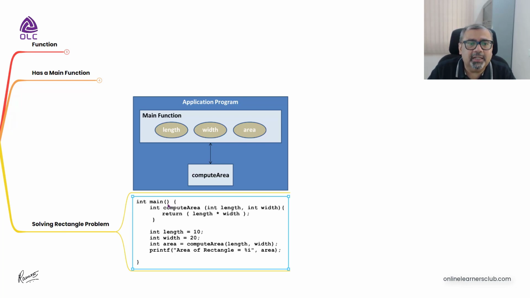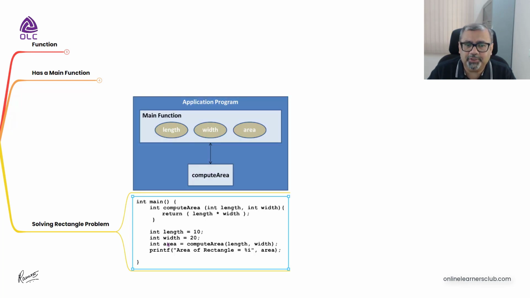So we have a main function, and here we have a function called compute area. In compute area, length and width are passed as parameters, and what is expected is that you return the area, which is nothing but the product of length and width. So you just return length times width as a simple statement, and that is what area is all about. Now let us look at the data that is required to be initialized.